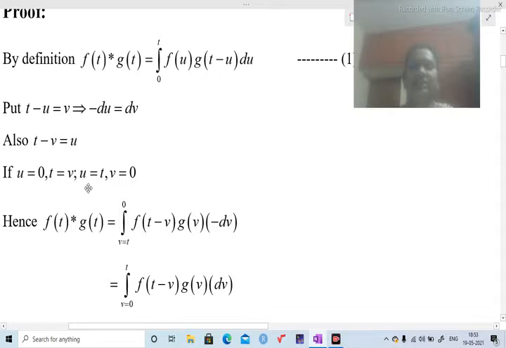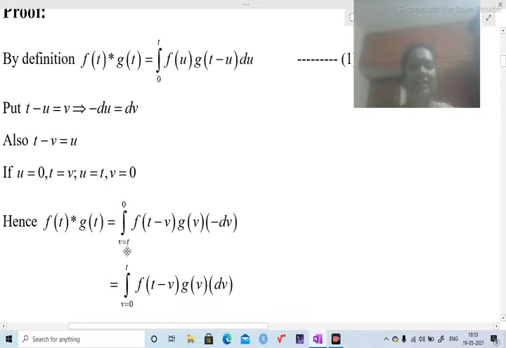Now I need the limits for v. For this, the lower limit of u is 0. Substitute here, t minus 0 is t. That means v equal to t. Upper limit of u is t. t minus t is 0. So, the upper limit for v is 0.